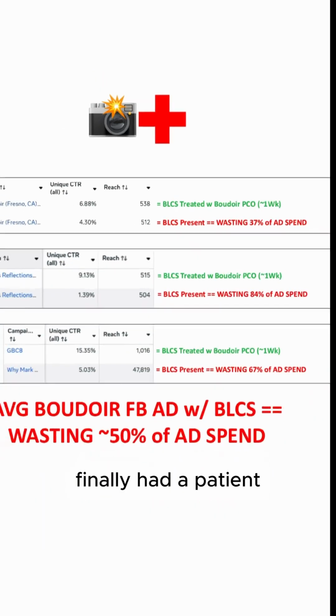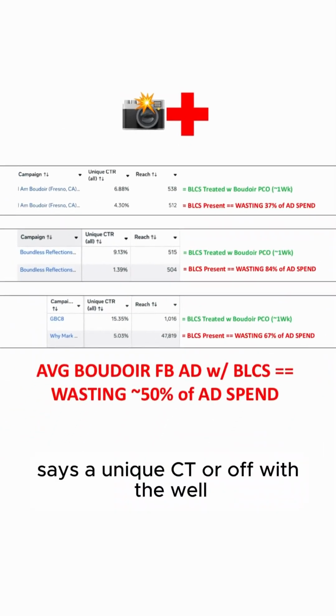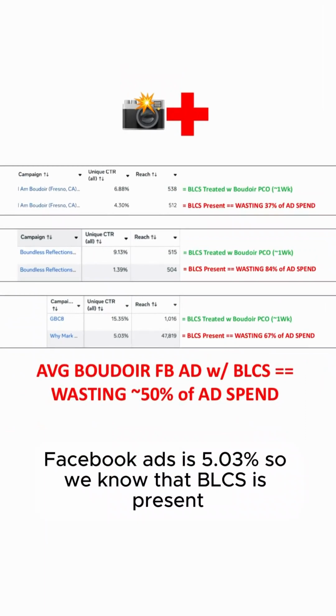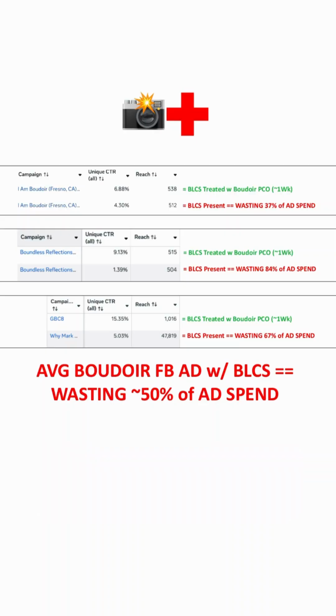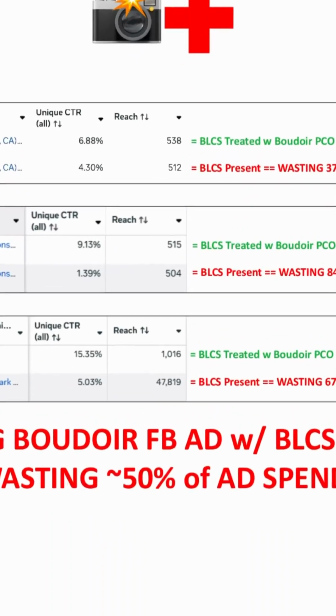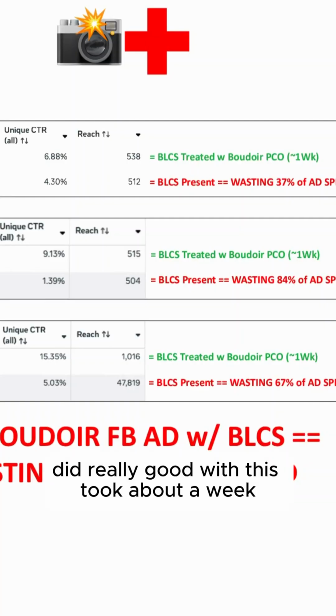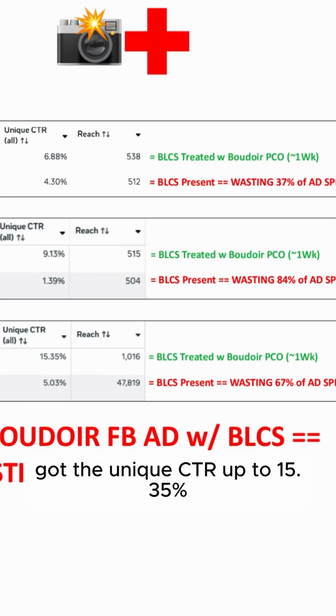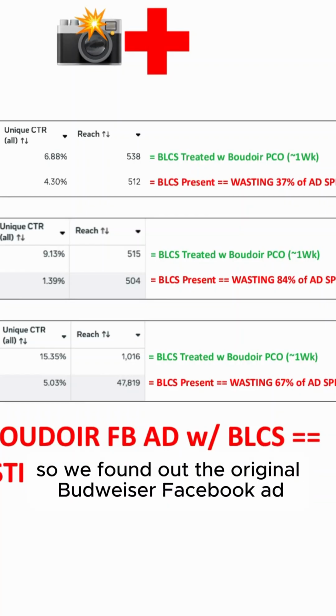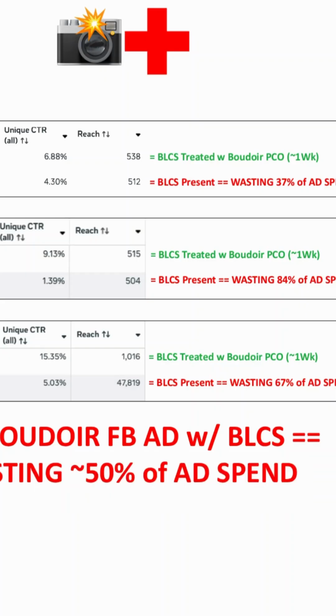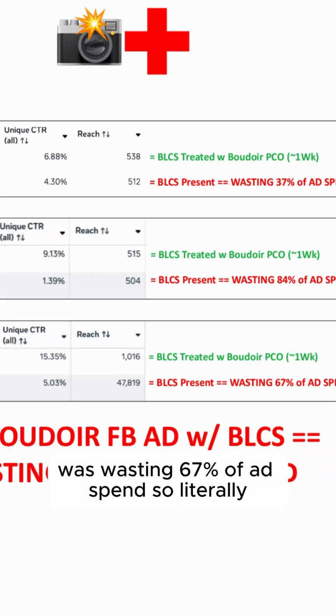Finally, I had a patient who said the unique CTR of his Boudoir Facebook ads is 5.03%. So we know that BLCS is present. When unique CTR is under 6%, that's Boudoir low click syndrome. So we treated this one with Boudoir PICO as well. Did really well with this. Took about a week. Got the unique CTR up to 15.35%. So we found out the original Boudoir Facebook ad was wasting 67% of ad spend.